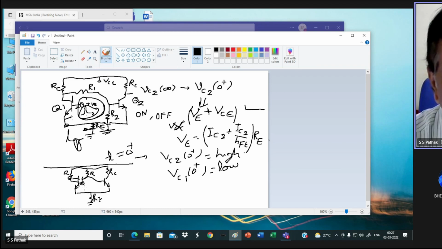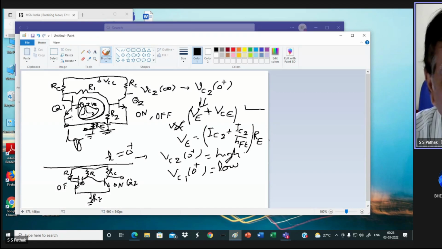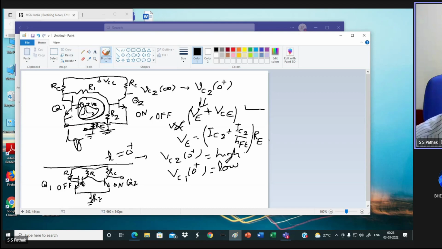This base is kept open, going like that. So base is not biased, this is your RE. That's it. So RC, R and RE, only four resistances are coming like that. I'm taking output at this point. Here also, Q2 is on in the stable state, and this is off. This is my Q1. Now when a trigger is applied at the base, what happens?